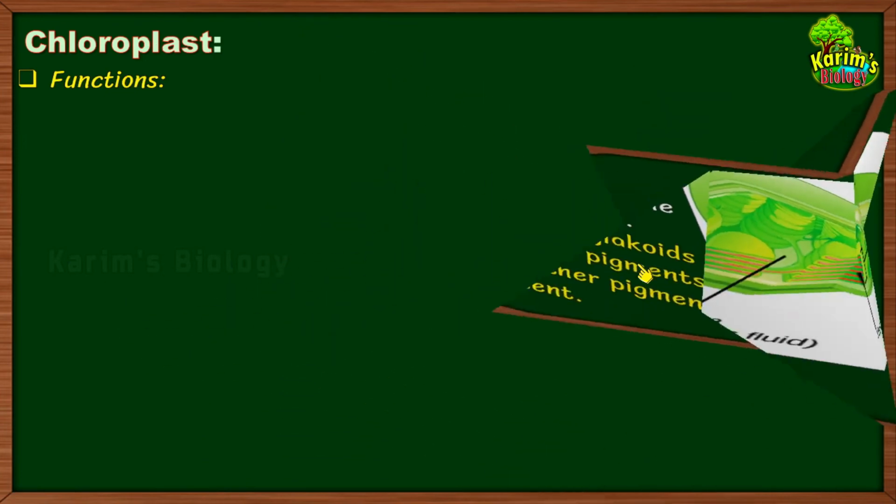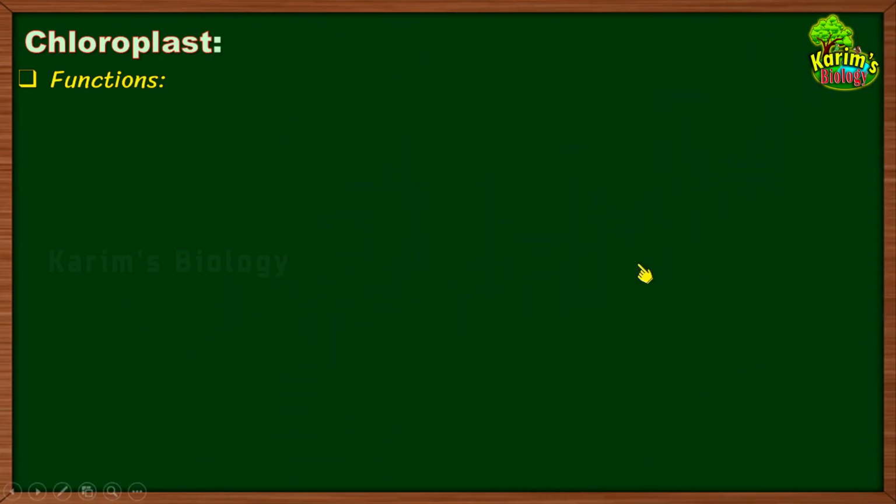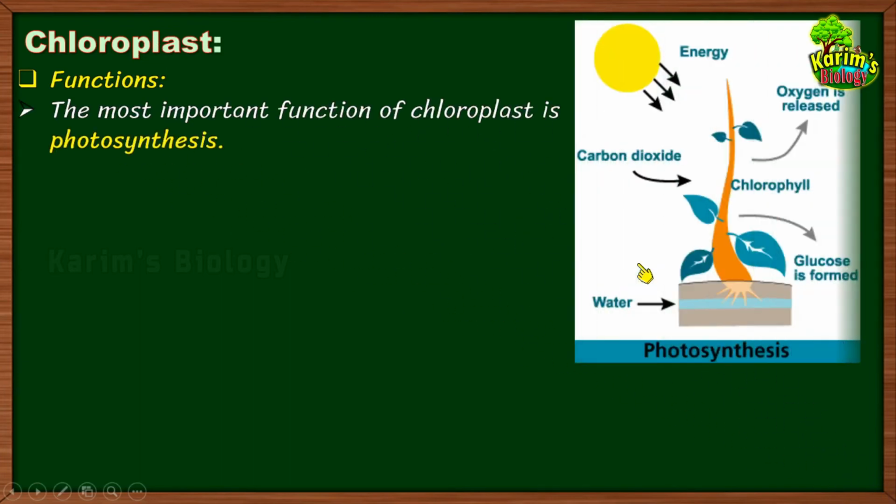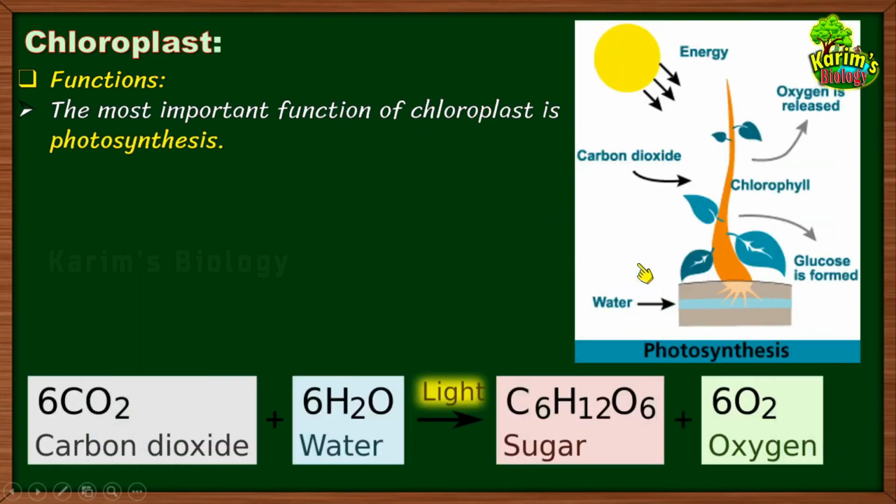Now let us talk about the functions of the chloroplast. What is its important function? The most important function of chloroplast is photosynthesis. You have been studying about photosynthesis. What is photosynthesis? Photosynthesis is a process in which simple molecules such as carbon dioxide and water, in the presence of sunlight and chlorophyll, are converted to complex molecules such as carbohydrate, for example glucose, right?